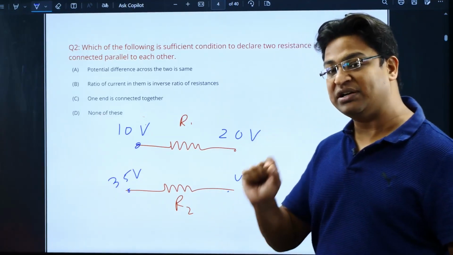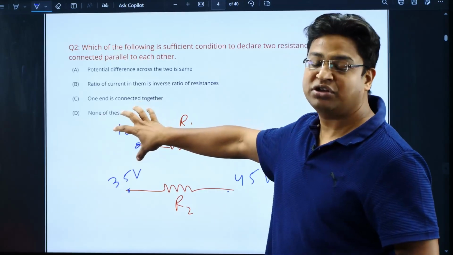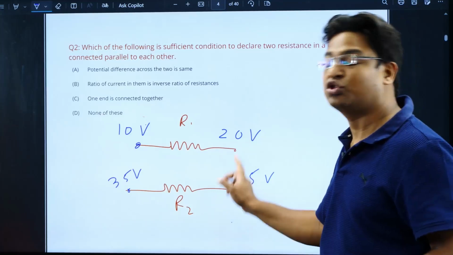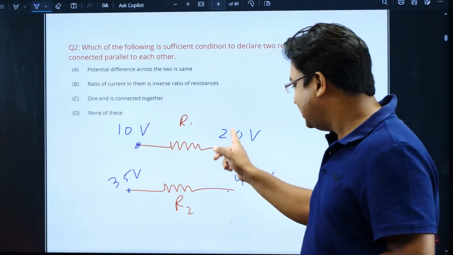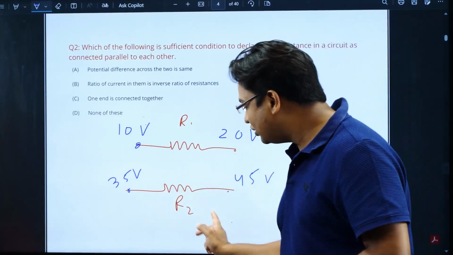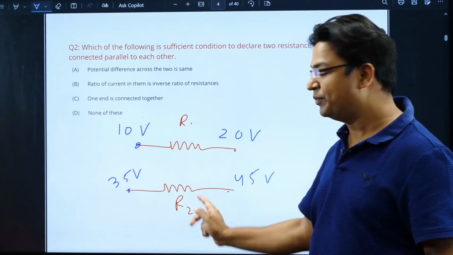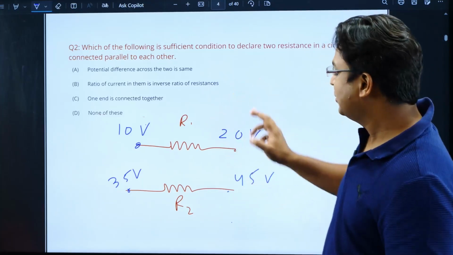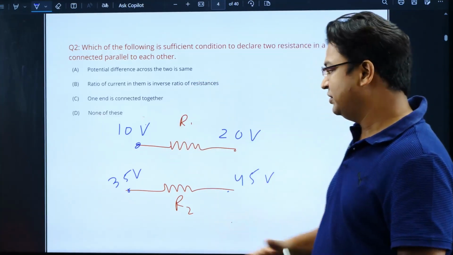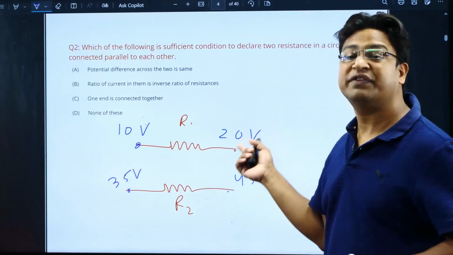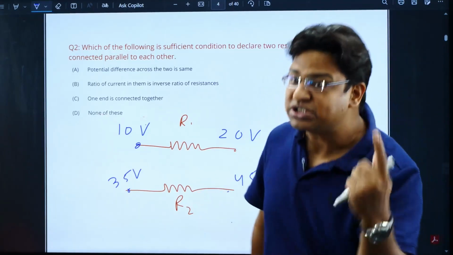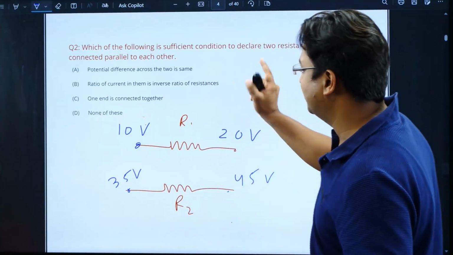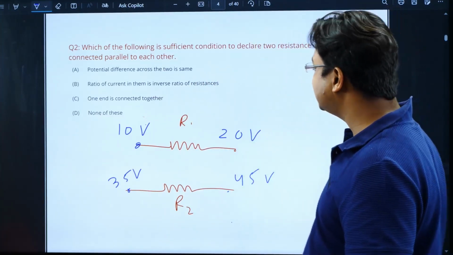For having a parallel connection, it is essential that if one end has a potential of 10 volt, let's say V1, then one of the ends of the other resistance should also have a value of 10 volt. And similarly, if this end has a value of 20 volt, then the other end of this resistance needs to have a value of 20 volt. So potential difference across the two being same is not a sufficient condition. If they are connected parallelly, then the potential difference will be same. But if the potential difference is same, we can't conclude that the resistances are connected parallelly. Next, the ratio of the current is an inverse ratio of the resistance.